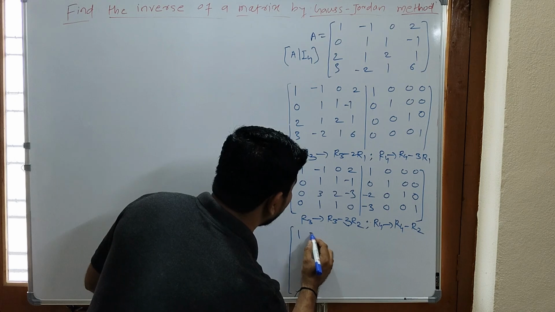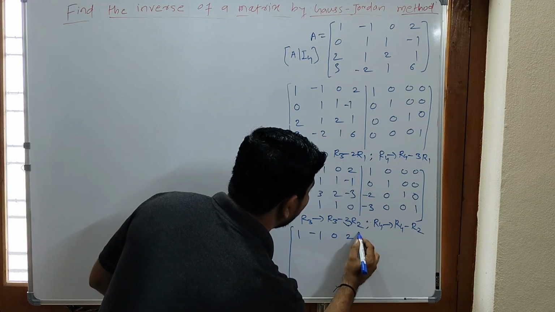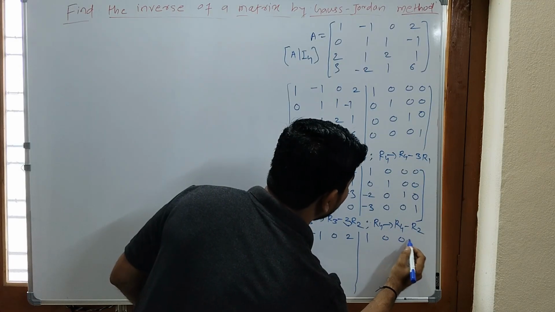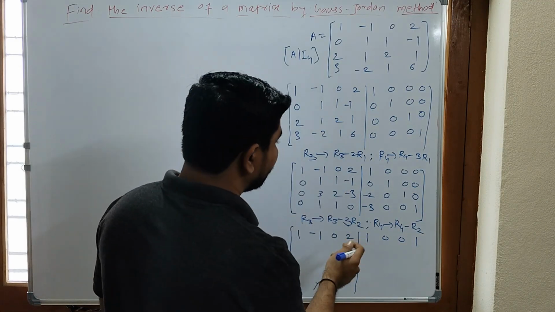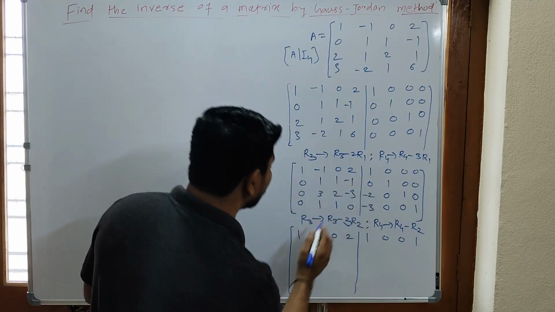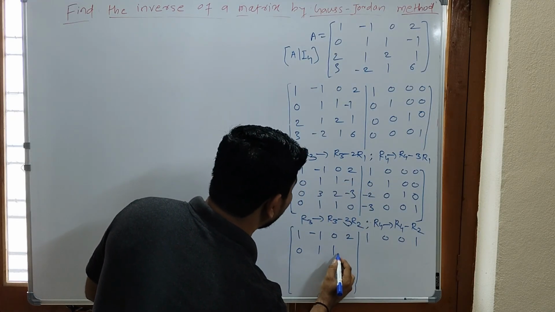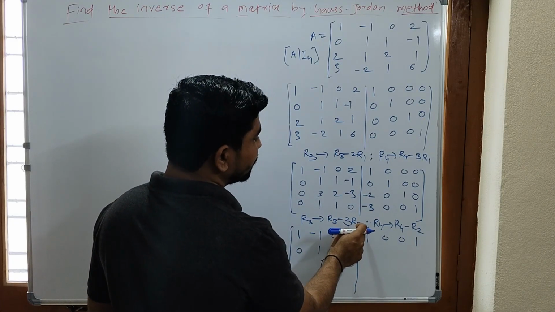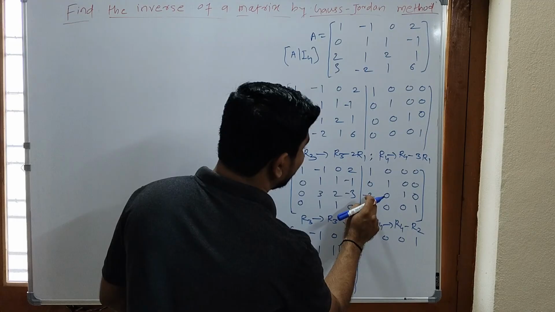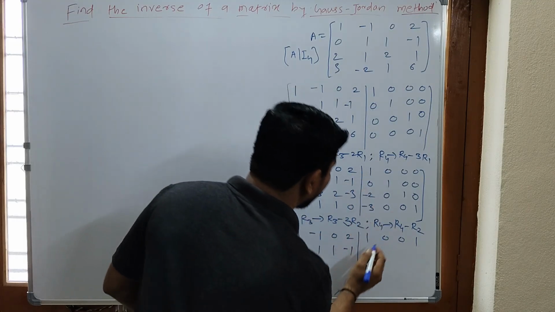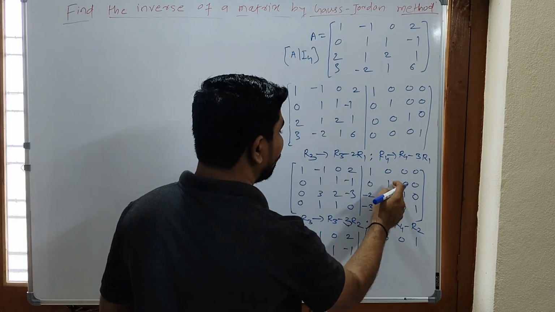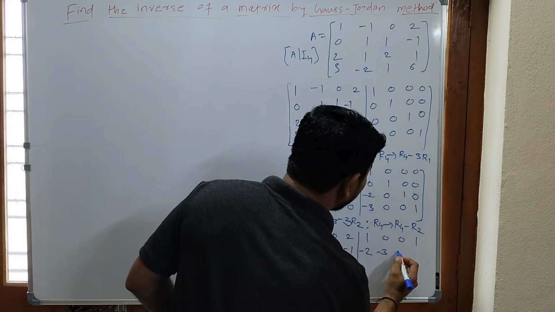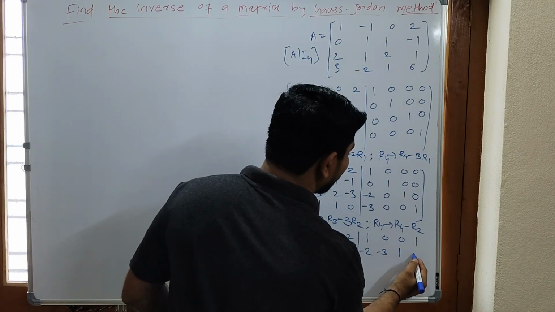Now tell me 1, -1, 0 and 2. Here first row as it is 1, 0, 0, 1. Now second row is also as it is 0, 1, 1, -1. Now tell me here R3 minus 3 times R2: -2 minus 3 times 0, that is simply -2, 0 minus 3, here 1 minus 3 times 0, that is simply 1, here 0, 0, 0.